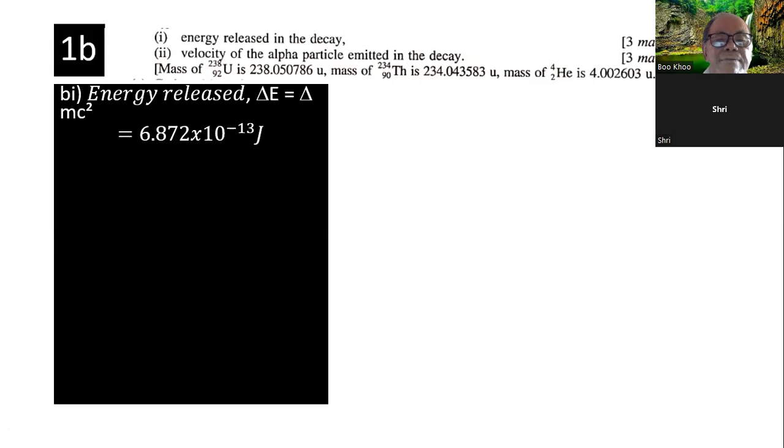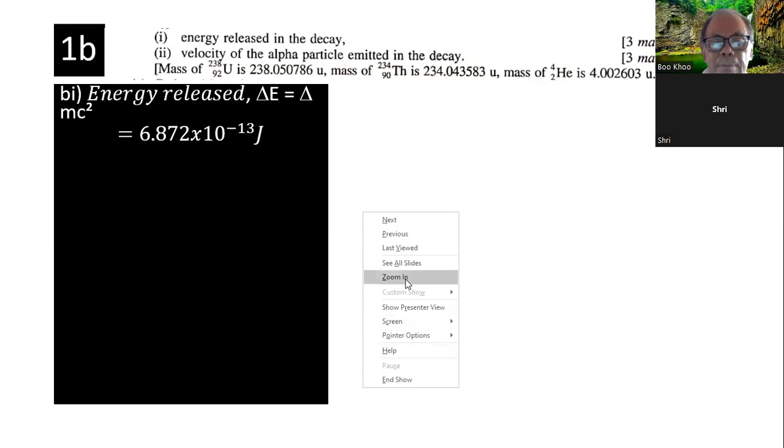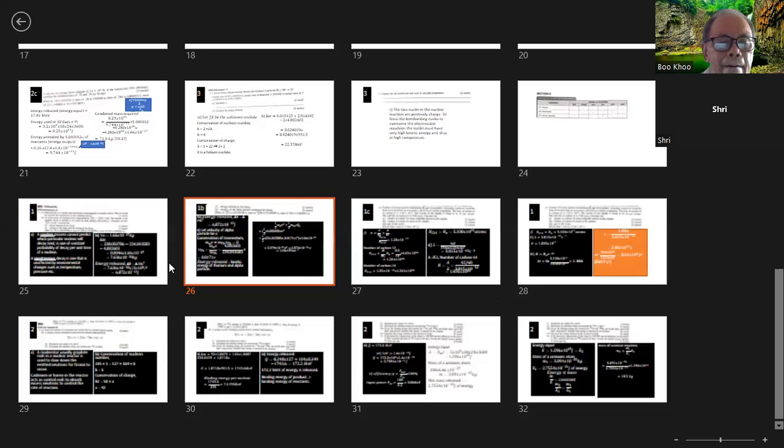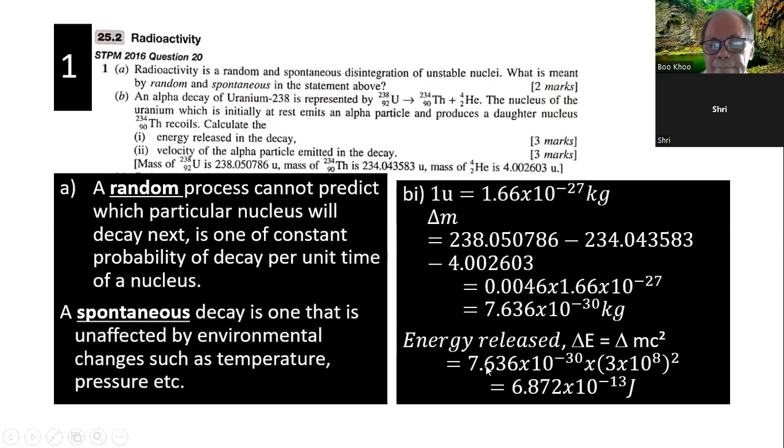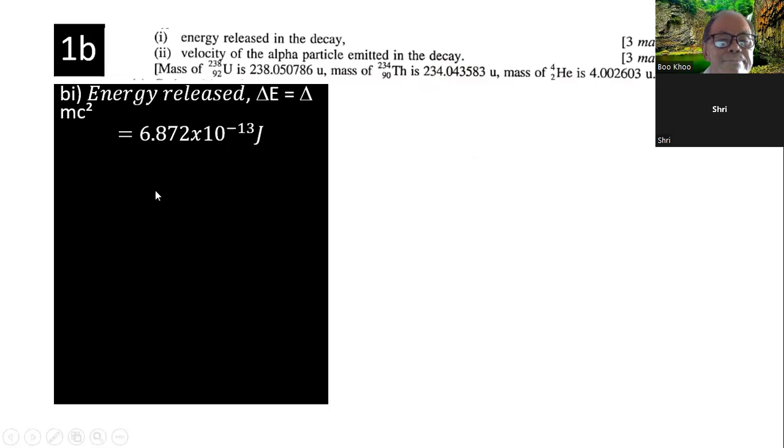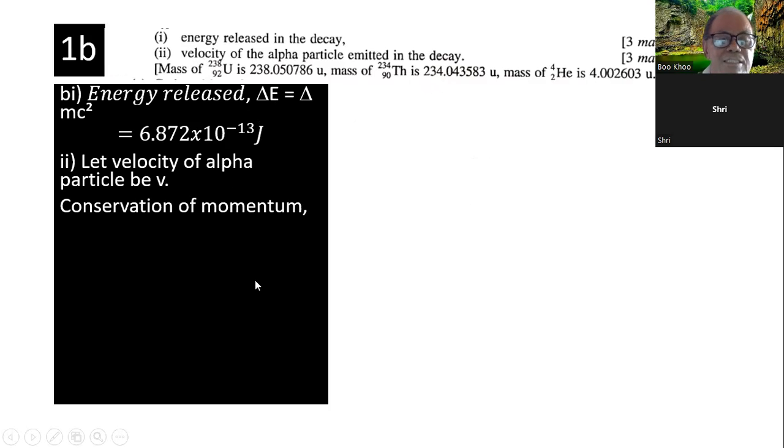We've got that from the previous calculation. That's our energy, which we already calculated. That means this is the energy of thorium and alpha. Let the velocity of the alpha particle be v, because that's what you want to calculate. Conservation of momentum is the most important. Initially it is zero.